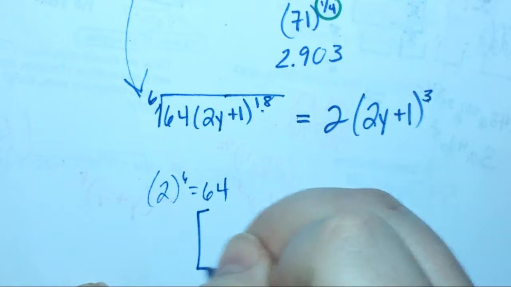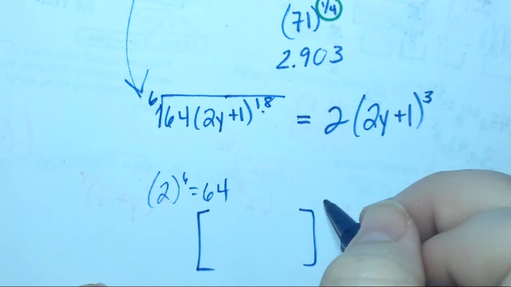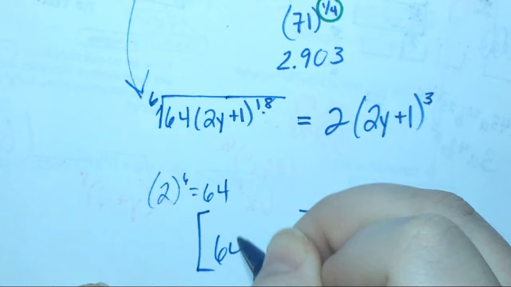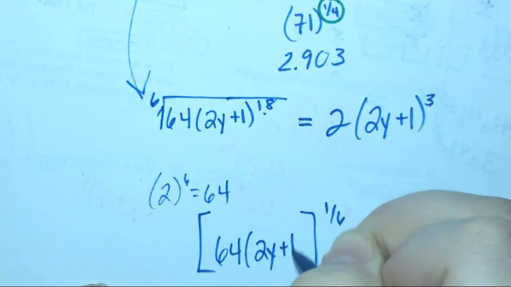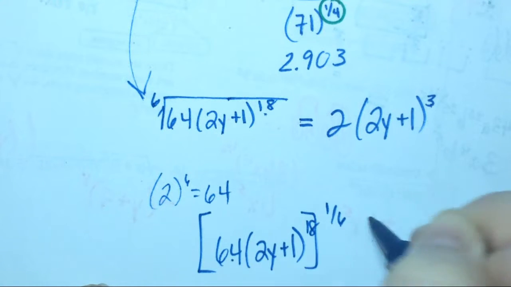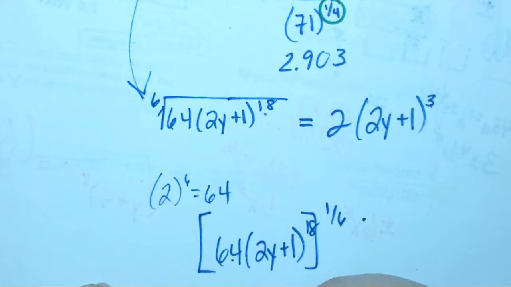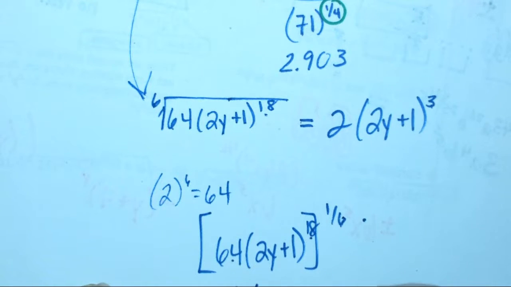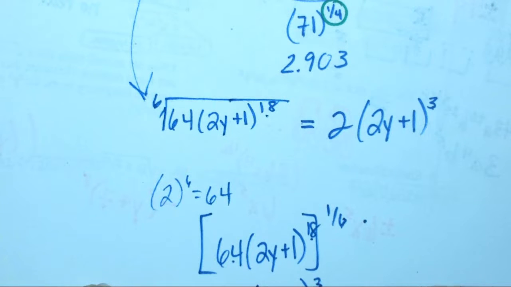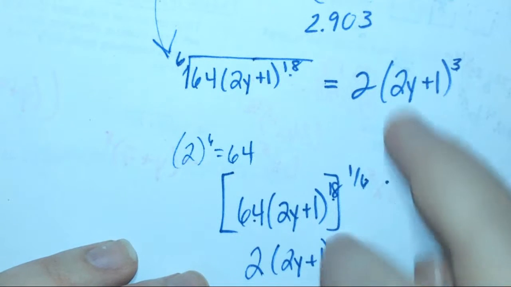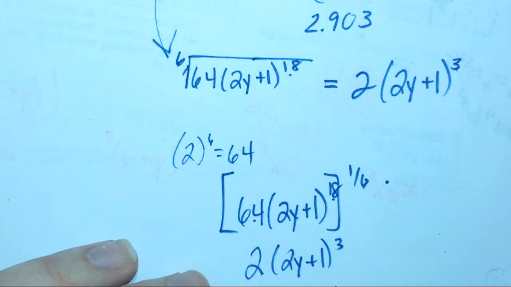Or, again, if Addison doesn't know what to do, you can raise everything to the 1/6 power. 64 raised to the 1/6, type it in your calculator, you'll get 2. 18 divided by 6, you still are going to get 2y plus 1 to the 3rd. No matter which way you're thinking about it, I'm still ending up with the same answers every single time.